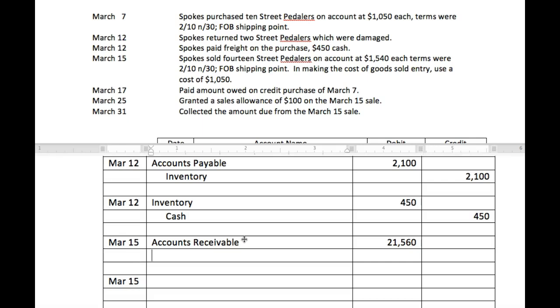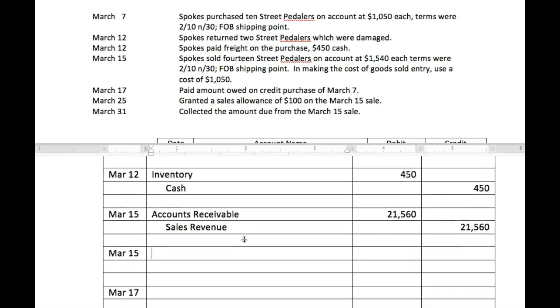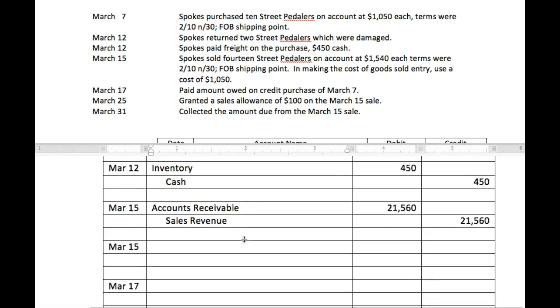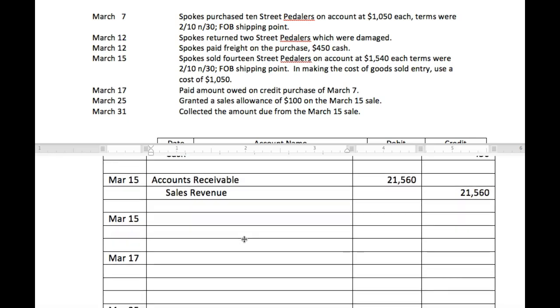Now, remember revenue recognition. Anytime we perform a service or sell a good, as long as our obligation to our customer is complete, we get to recognize revenue. So we're going to credit sales revenue $21,560. Now, we have to take this one step further. Since we're dealing with a perpetual inventory system, the next step is we need to record the cost of goods sold. Anytime in perpetual we sell goods, we recognize the cost of goods sold and the reduction in inventory.